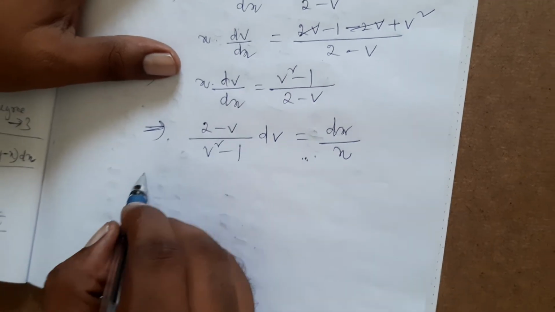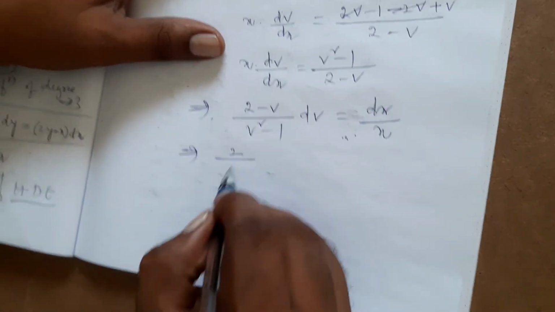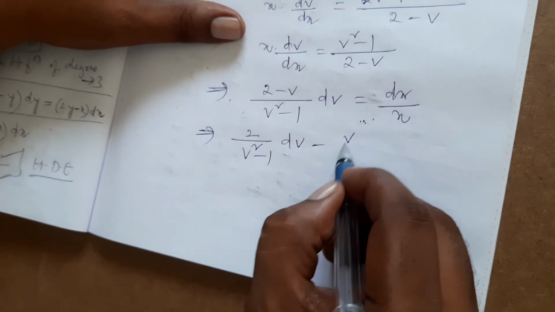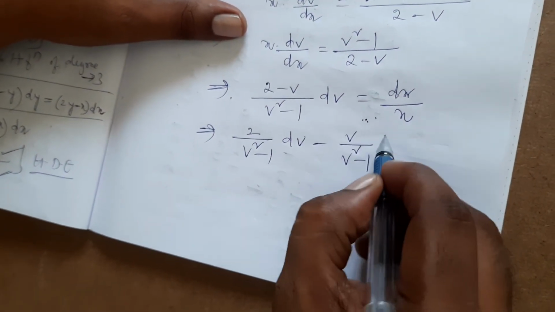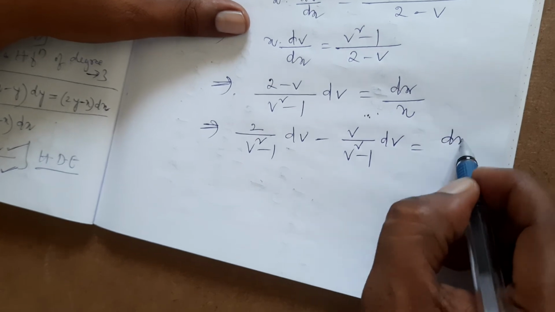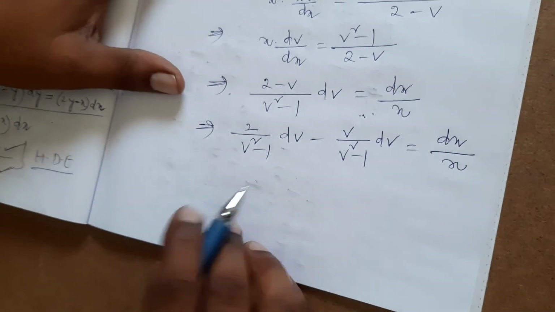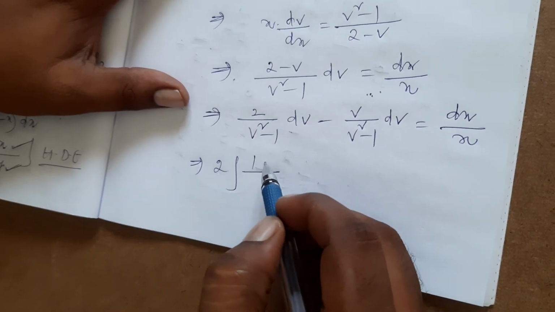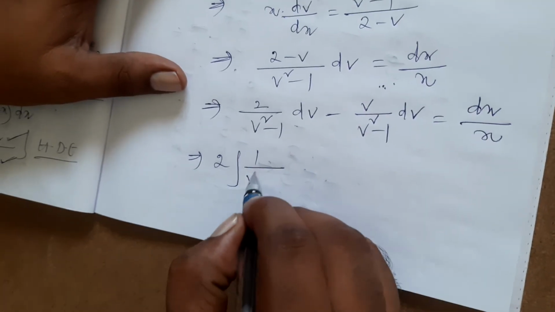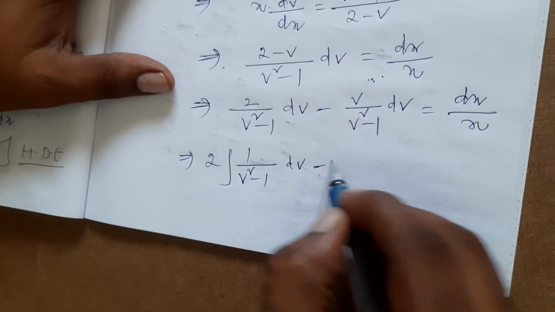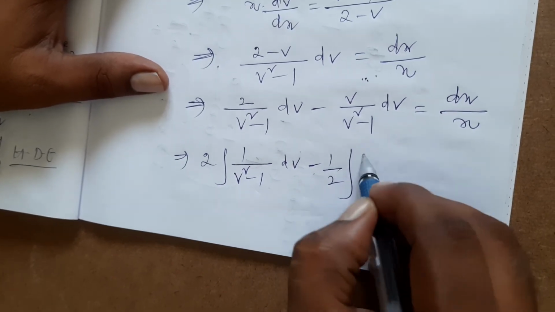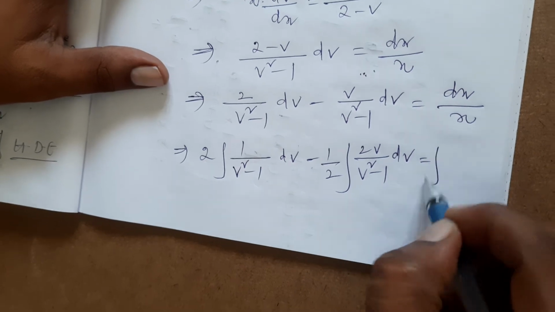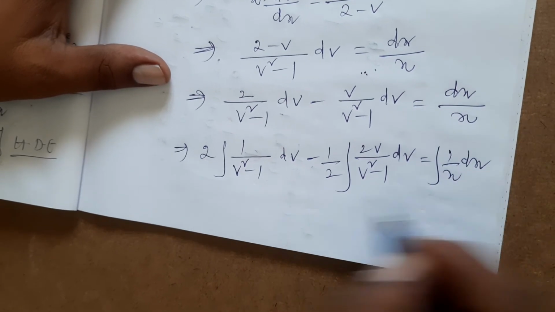Then how can you integrate this? 2 by (v square minus 1) into dv minus v by (v square minus 1) into dv equal to dx by x. So here it is 2 into the integral of 1 by (v square minus 1) dv, minus 1 by 2 into the integral of 2v by (v square minus 1) dv, equals the integral of 1 by x dx.